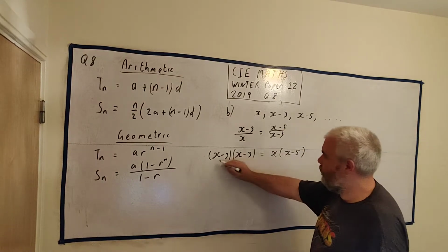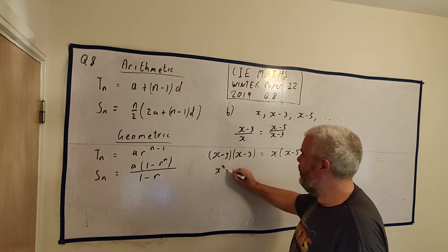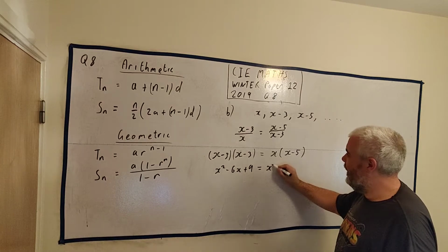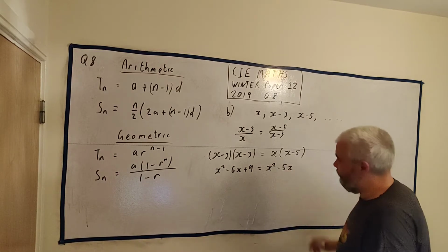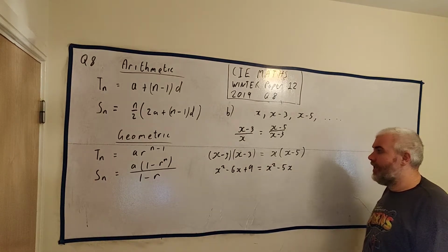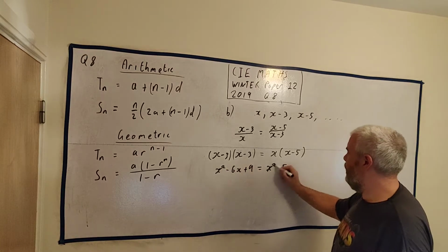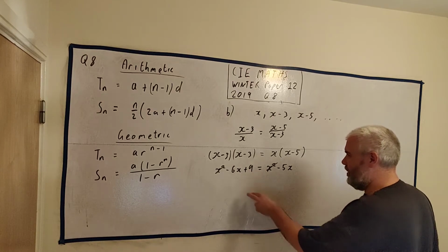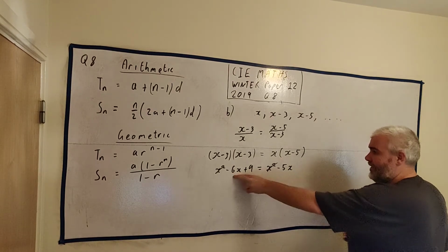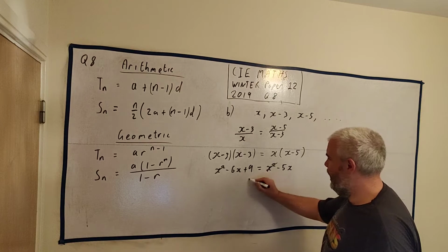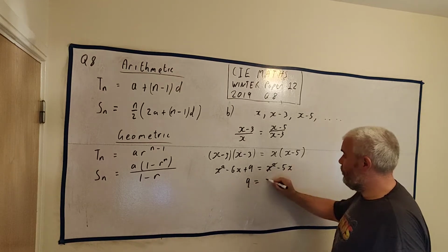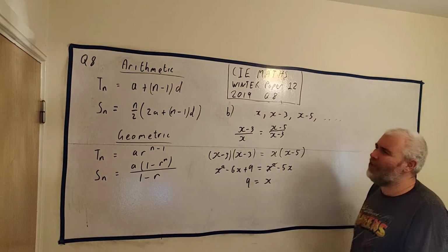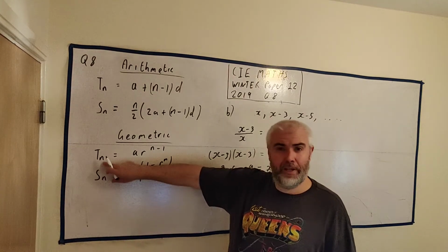Okay, let's solve this. We multiply this out, we get x squared minus 6x plus 9. Multiply this out, we get x squared minus 5x. Let's take x squared from both sides. They're gone. I want x to be positive usually, so if I add 6x to both sides, I'll get 9 left there, and this will just become x. There we go. x equals 9. That's our answer.